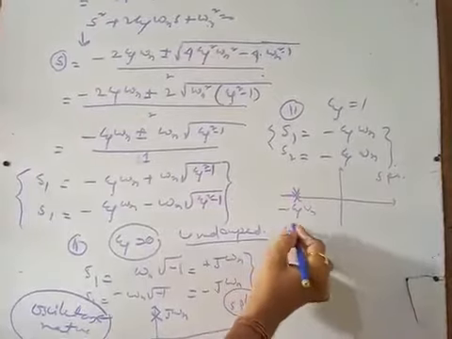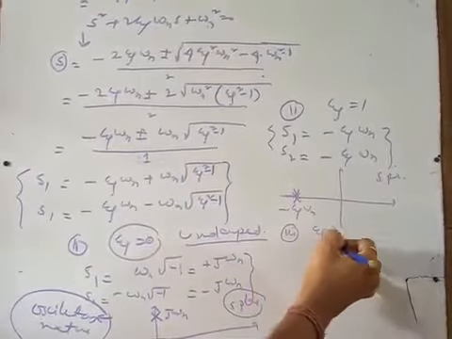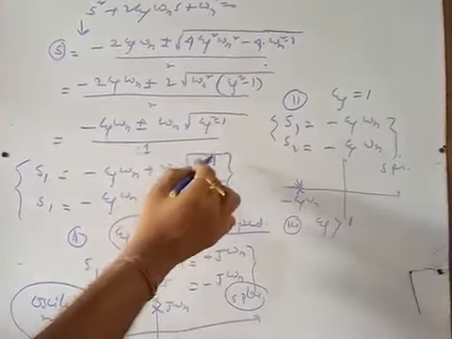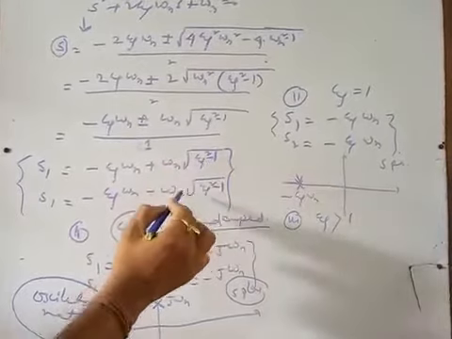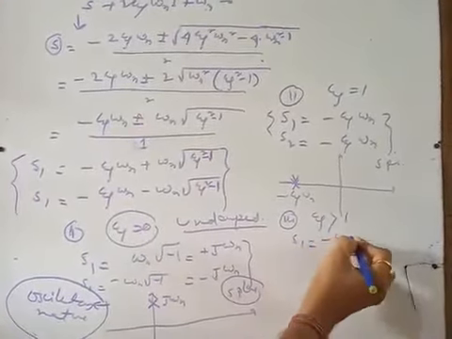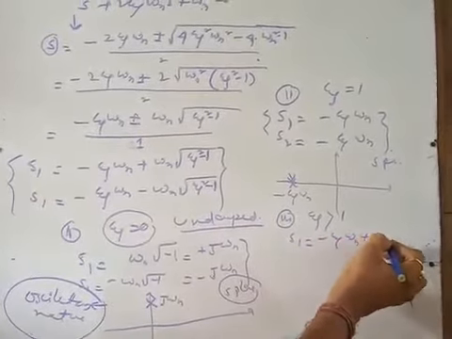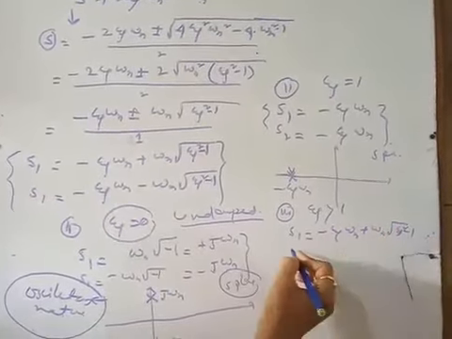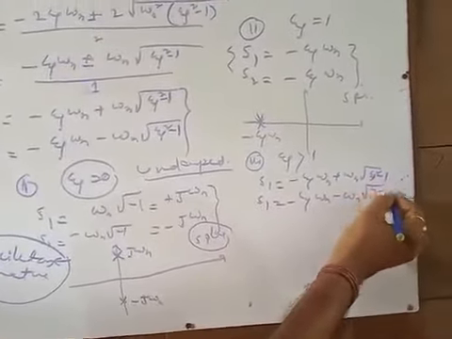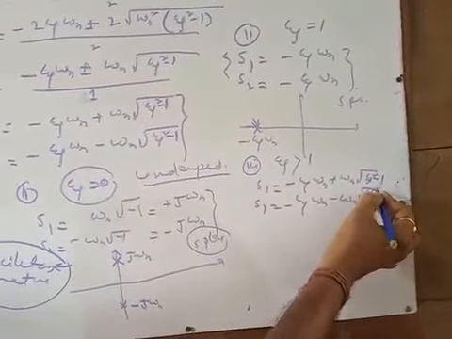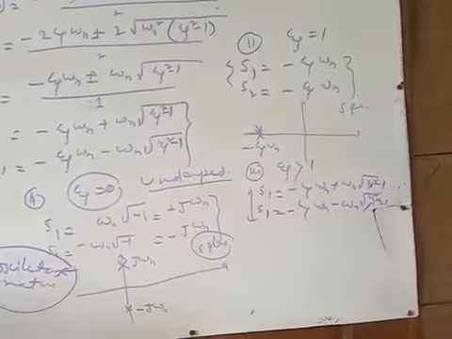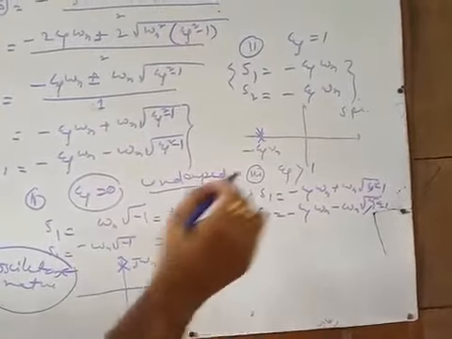Now coming to the third case, if the value of xi is greater than 1, that means the overdamped situation. If the overdamped situation occurs, xi square minus 1 is positive. So S1 is equal to minus xi omega n plus omega n root over xi square minus 1, and S2 is equal to minus xi omega n minus omega n root over xi square minus 1. That means these are two different values of the poles, and these poles are real in nature.